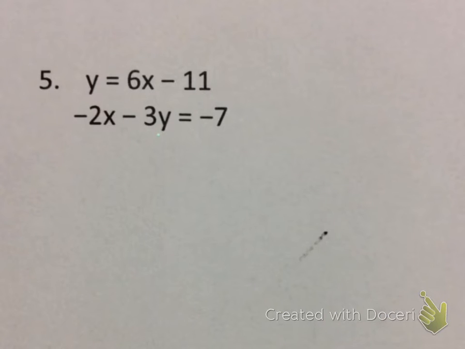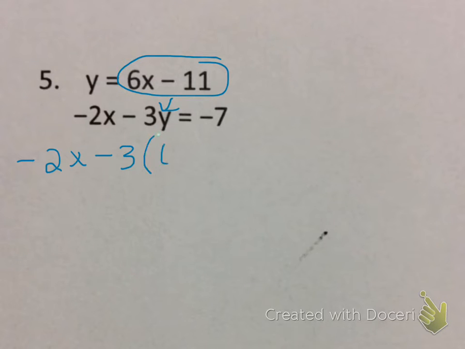All right, this one is not set up for elimination. If you notice, my x's are not lined up, my y's are not lined up. So we know we're not going to try to use elimination here, which means I'm going to use a different method, and I'm going to use substitution. I can see y is equal to 6x minus 11, so what I'm going to do with that is I'm going to substitute it into the other equation in place of the y. So I'm going to go negative 2x and then minus 3, and then in place of that y right there, I'm going to put 6x minus 11, and then continue to rewrite the rest of this equation right here.